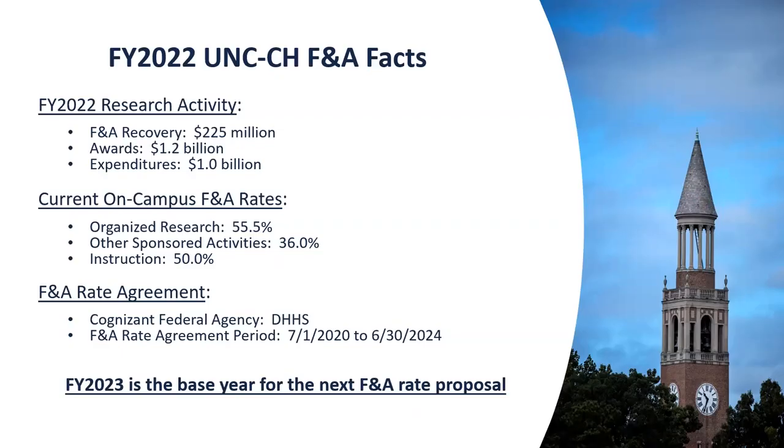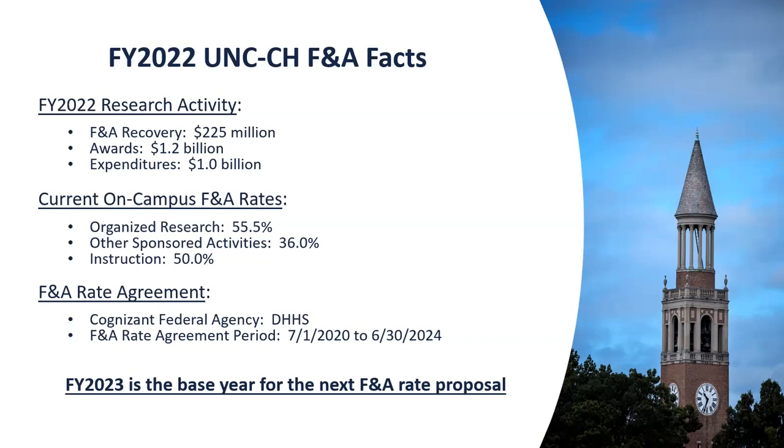Results from FY22, as a quick highlight: we had F&A recovery of around $225 million. As was mentioned yesterday by Dr. Gordon Larson, the awards at the university were around $1.2 billion, and we had expenditures of around $1 billion. As I noted before, our current F&A rate for organized research is 55.5.